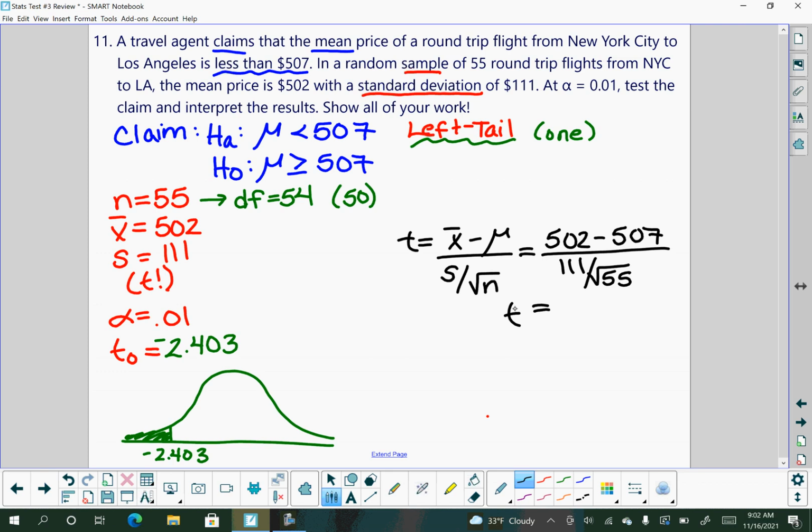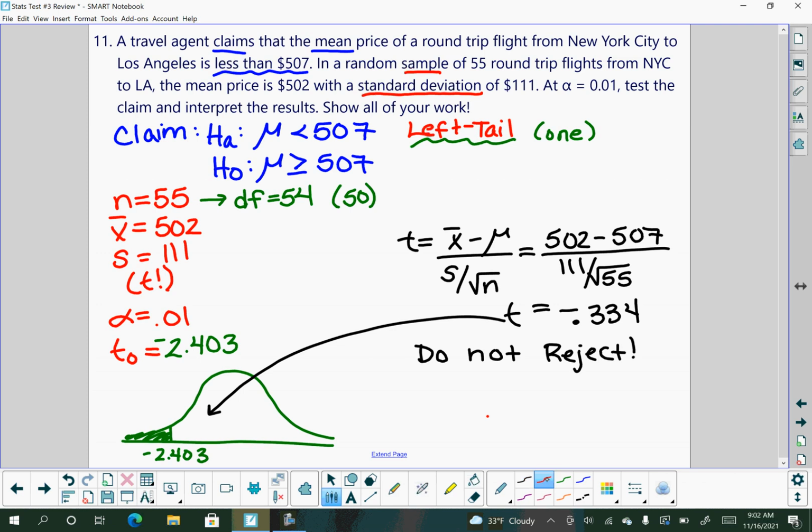So 502 minus 507 in the numerator gives you -5. Then we're going to divide that by 111 over the square root of 55. And I get -0.334. So if we want to compare that to my rejection region, that would not be in the shaded region. It would be to the right of my shaded region. So we decide to not reject. We do not reject, or you could say fail to reject.